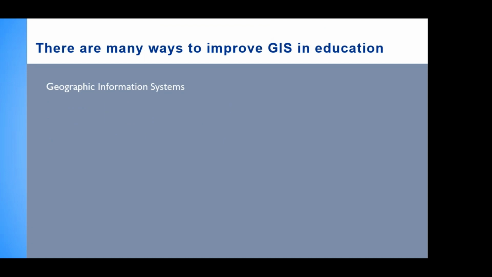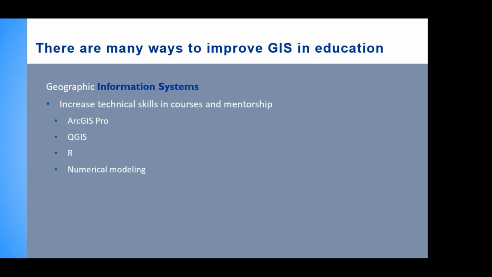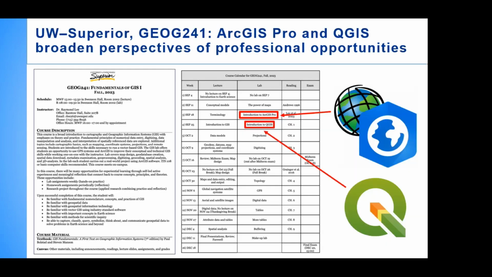I've been thinking that there are actually many ways to improve GIS in education, starting with the information systems side, trying to increase technical skills in both courses and mentorship. And what I mean by that is teaching ArcGIS Pro, QGIS, R, and potentially numerical modeling. This is the GIS 1 course.